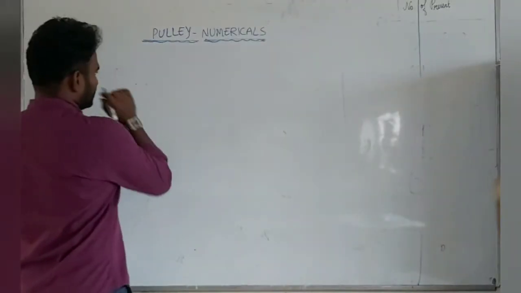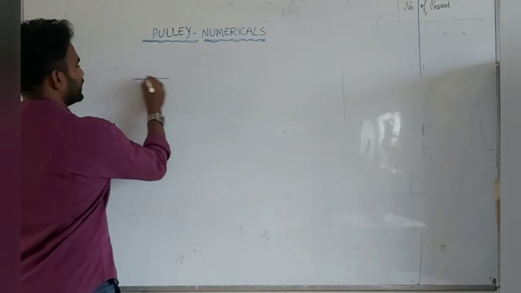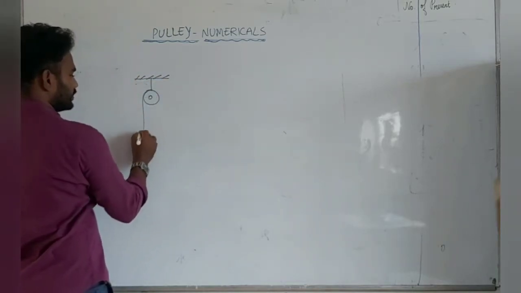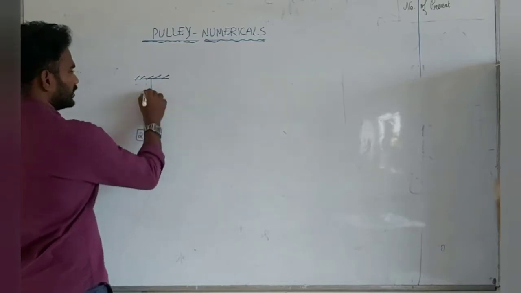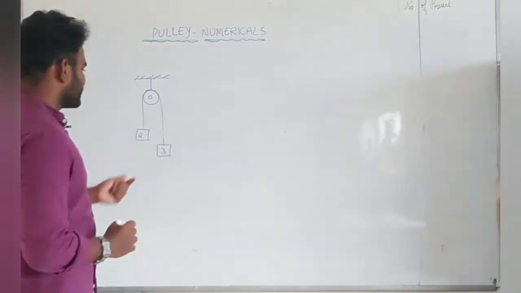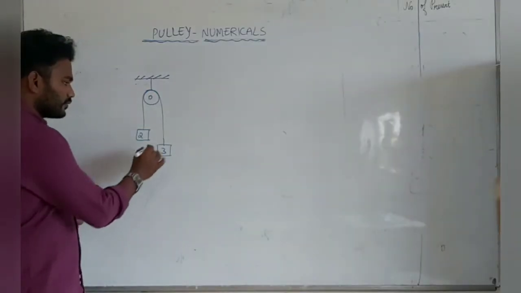First of all, let me consider one question they are asking. Let me consider there is a pulley. This is a basic Atwood machine concept. This is a pulley, this is a block of 2 kg, and this is a block of 3 kg. Simple question: what is the acceleration of the 2 kg block? They may ask you. In that case, what do we have to do?